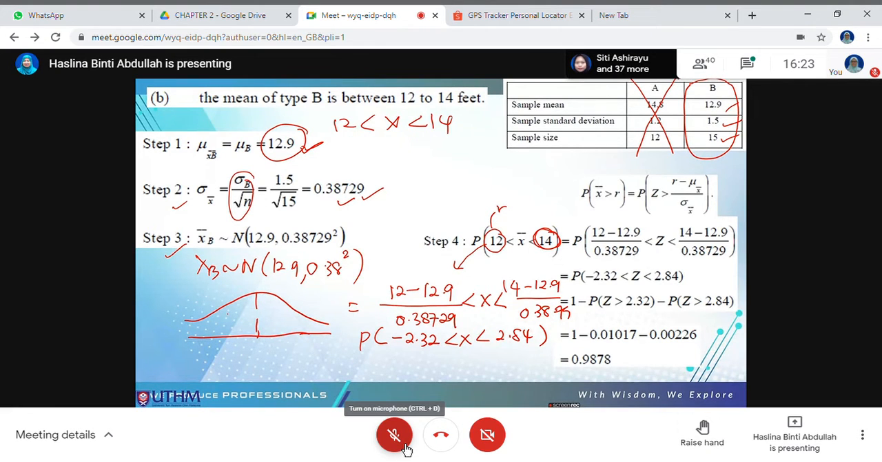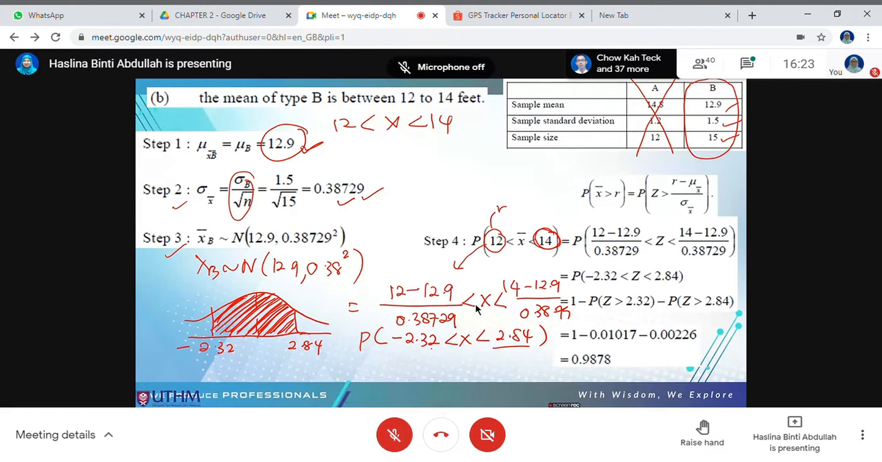Negative 2.32 is the left area, and 2.84 is referred to the right area. Negative 2.32 until 2.84 is referred to this area. Is this one clear? Why do I refer to this area? Why did I shade this part? Clear.